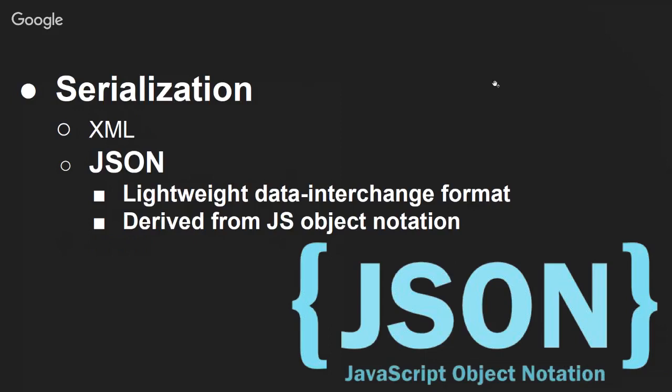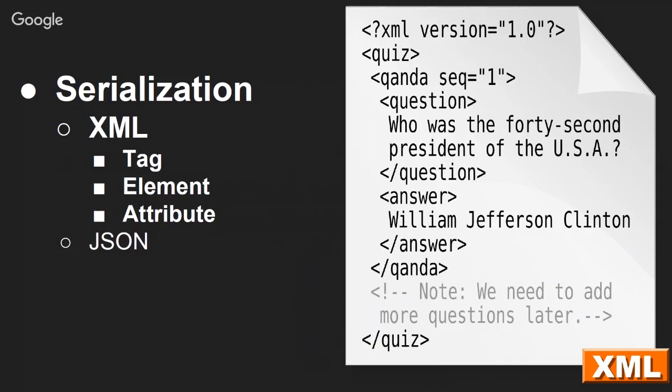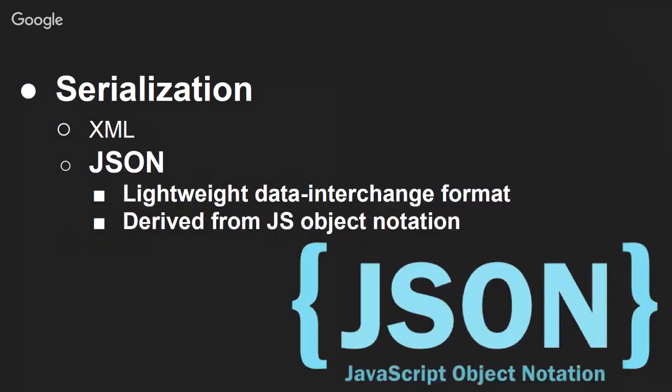With the JSON serialization, JSON is derived from JavaScript Object Notation. So if you use JavaScript, it will be really similar to JSON, and it is more lightweight than XML. There are a lot fewer characters that you will use to create a JSON document. JSON is a data interchange format.